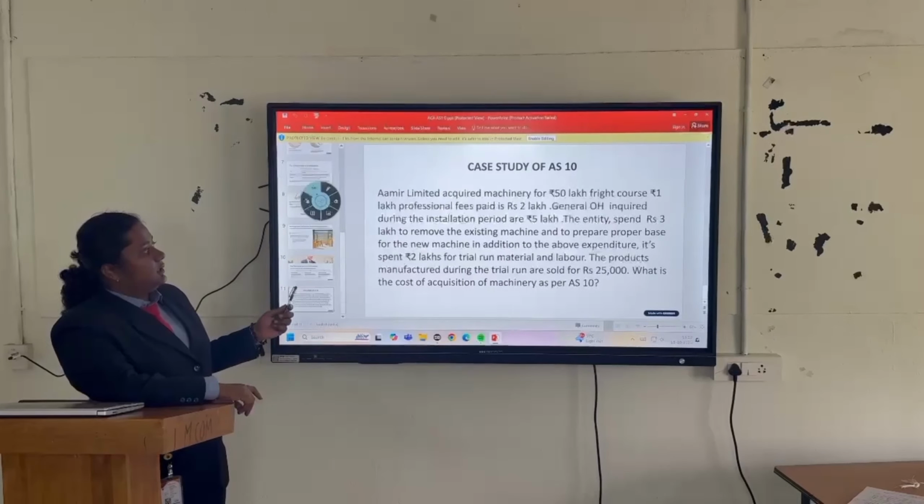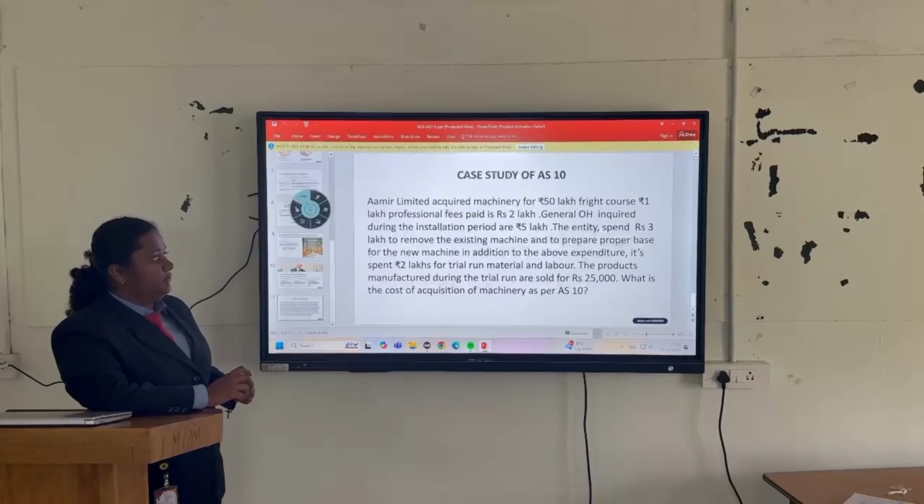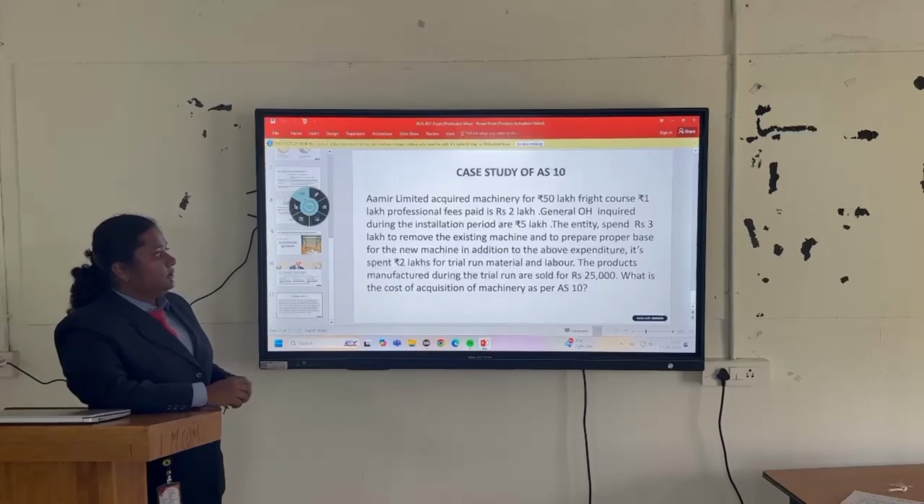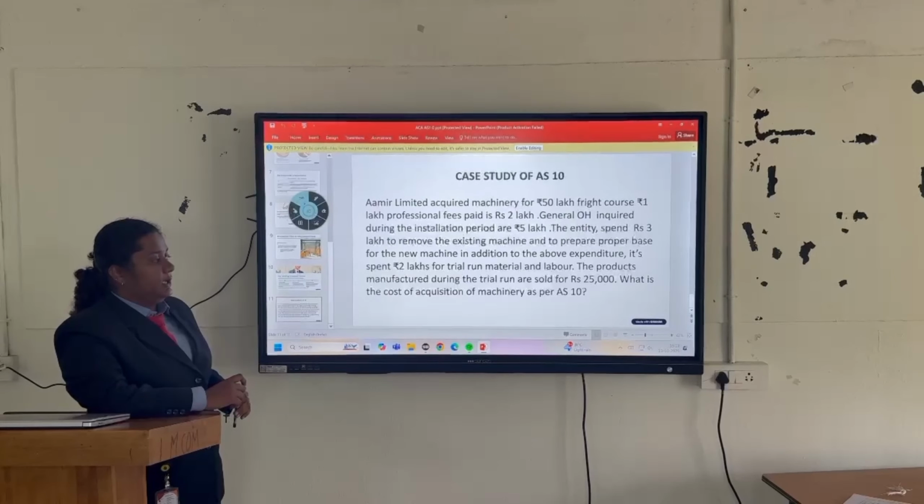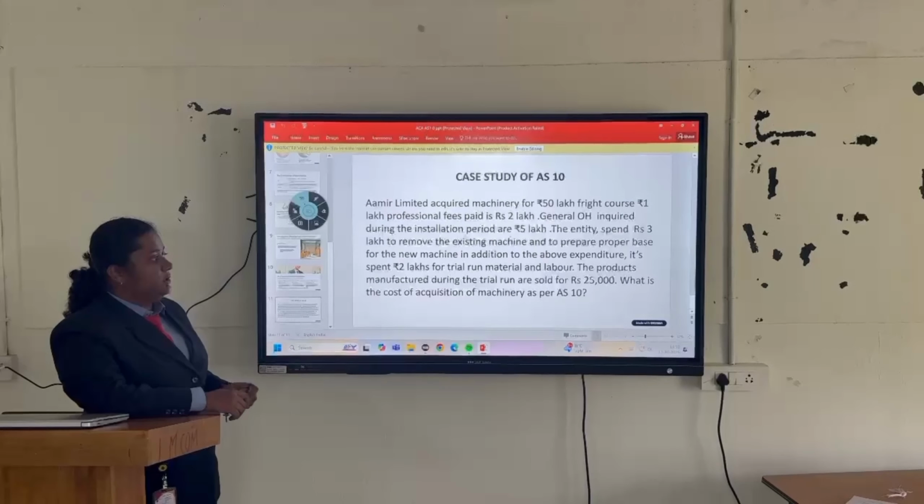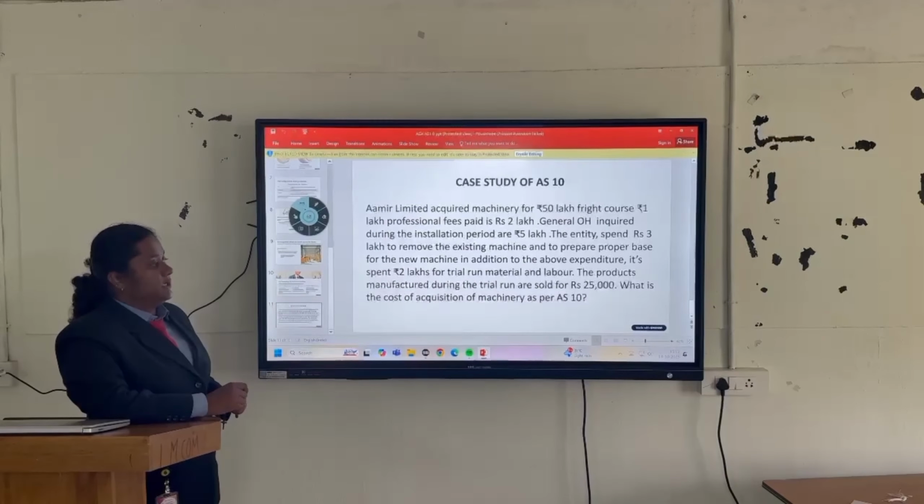So Amna Limited acquired a machinery for rupees 50 lakh, buy cost rupees 1 lakh, professional fees paid is rupees 2 lakh. General overhead incurred during the installation period are rupees 5 lakh. The entity spent rupees 3 lakh to remove the existing machine and to prepare a proper base for the new machine in addition to the above expenditure.